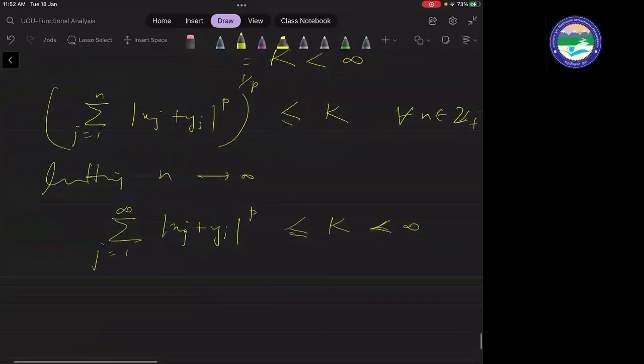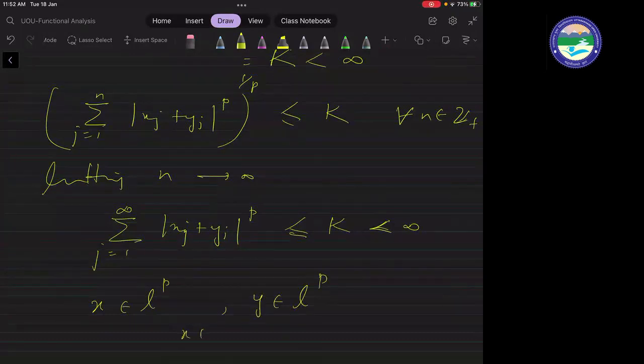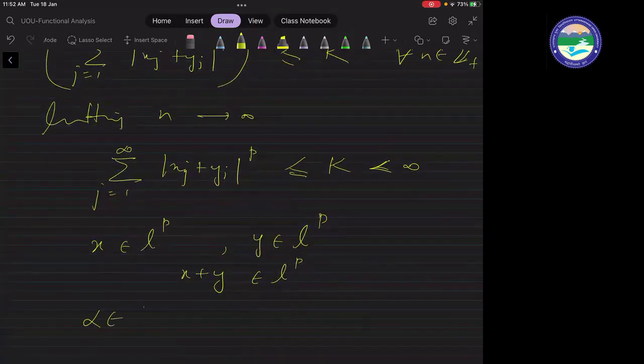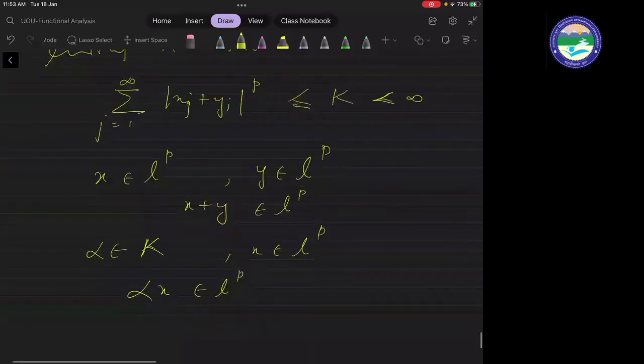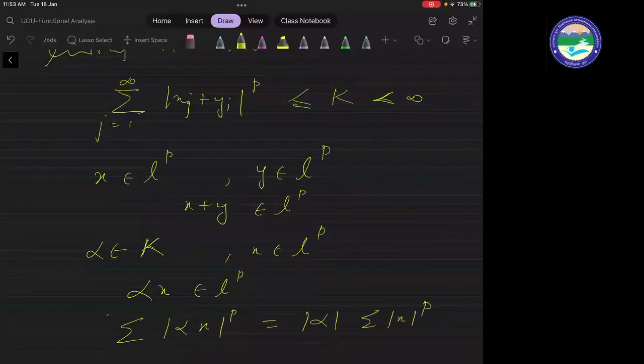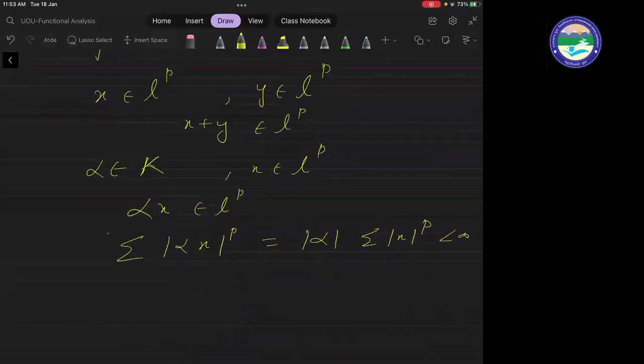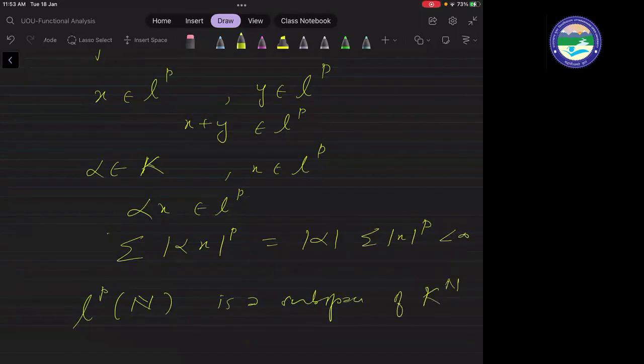So from here what you get: for x in lp, y in lp, you prove that x plus y in lp. And for alpha in K, x in lp, it is easy to show alpha x belongs to lp. क्यों? क्योंकि summation |alpha x|^p ये जो है, ये finite होगा. This would be |alpha|^p summation |x|^p, which is finite. So if you remember subspace in vector spaces, you have proven that lp is a subspace of K^N. So therefore it is a linear space.